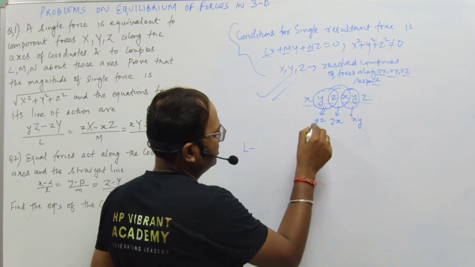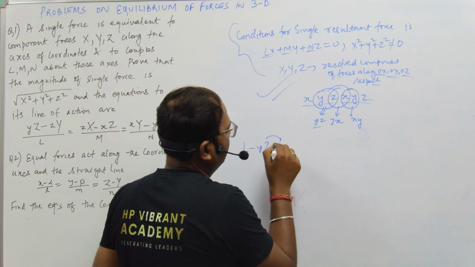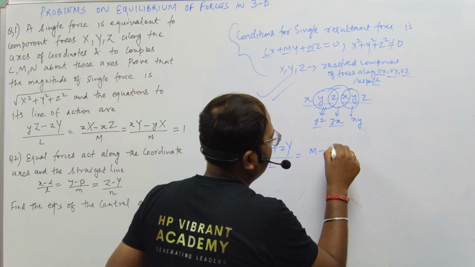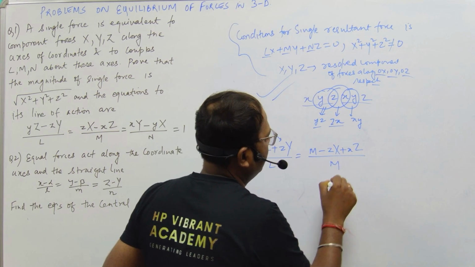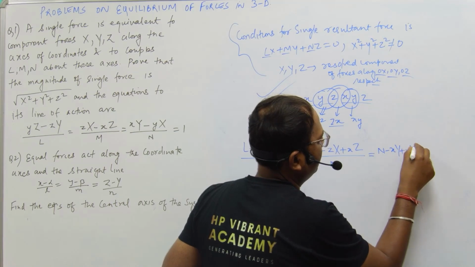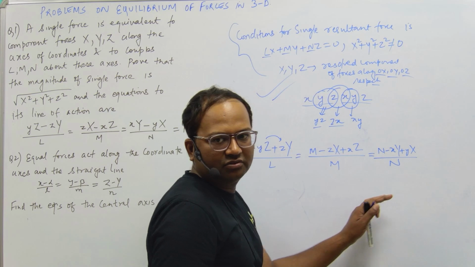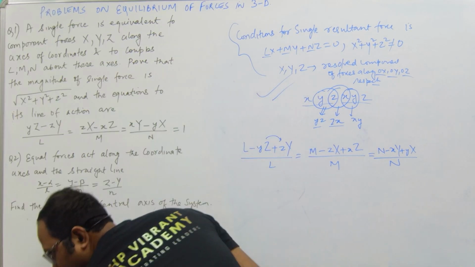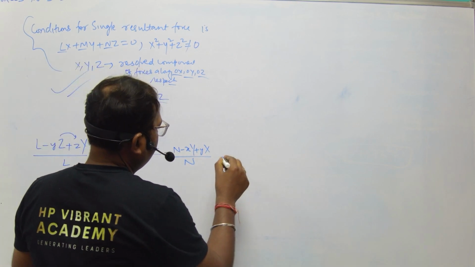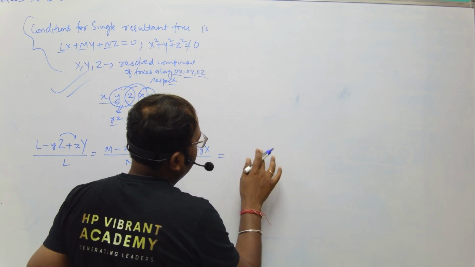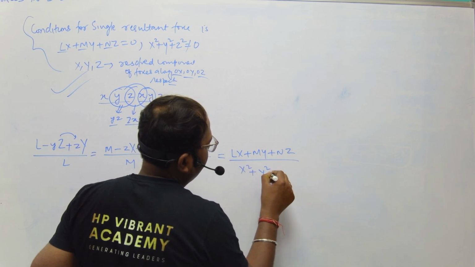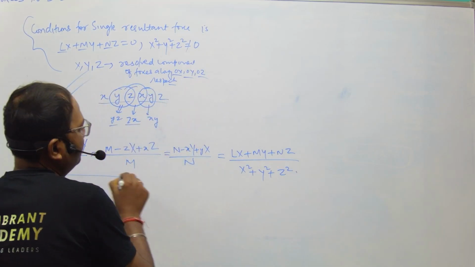So we have (L minus (y capital Z minus z capital Y)) upon L, this is equal to (M minus (z capital X minus x capital Z)) upon M, and this is equal to (N minus (x capital Y minus y capital X)) upon N. And this is equal to (LX plus MY plus NZ) upon (X squared plus Y squared plus Z squared). Okay, so this is the equation of central axis.